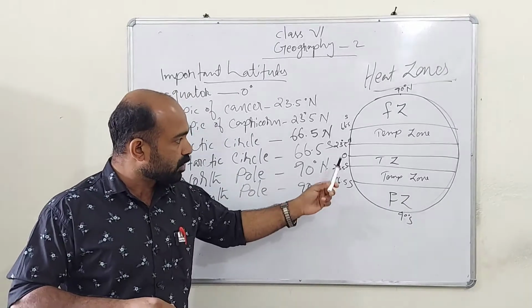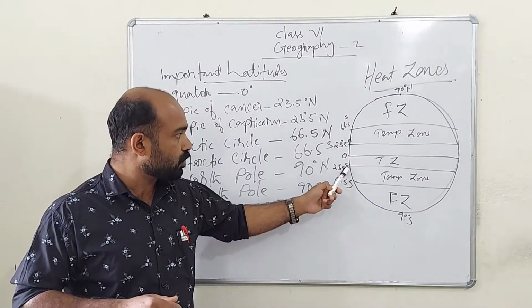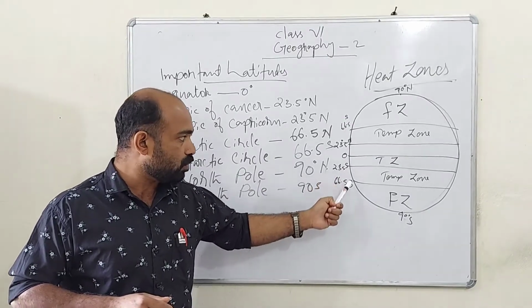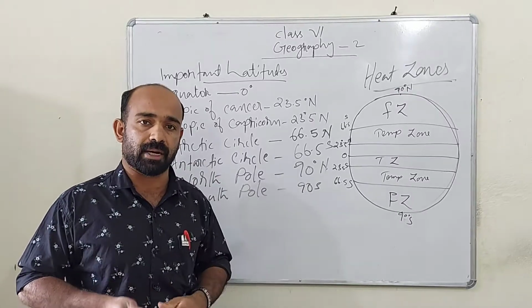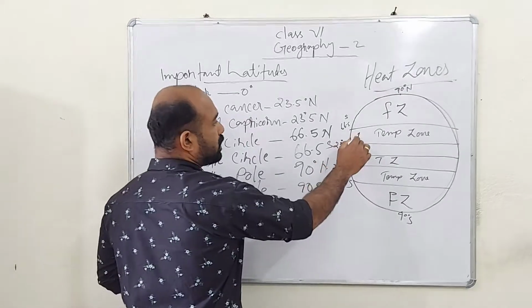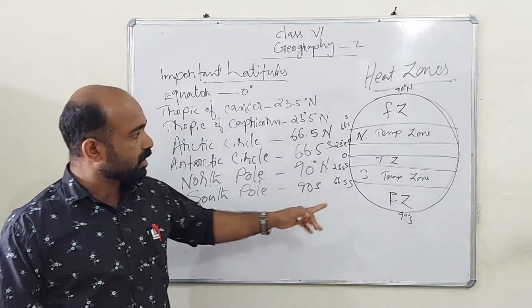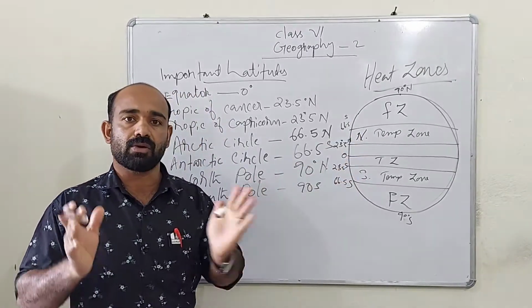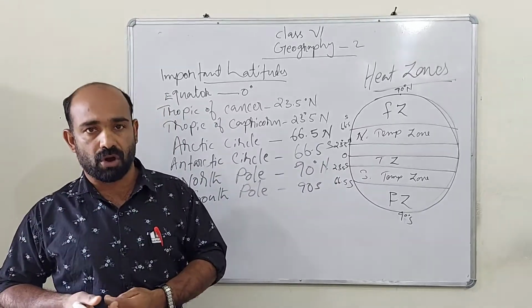In the southern hemisphere also the same type of zone is there, a temperate zone. It is also in between 23.5 degrees south and 66.5 degrees south, and that is the south temperate zone. This is the north temperate zone, and this is the south temperate zone. Here also, similarly, there is a moderate climate, not too hot, not too cold.